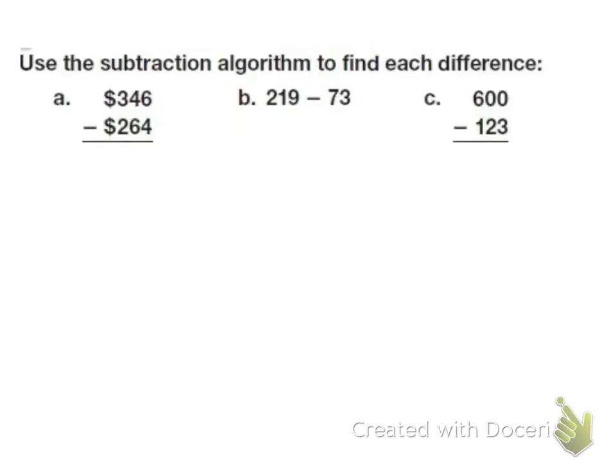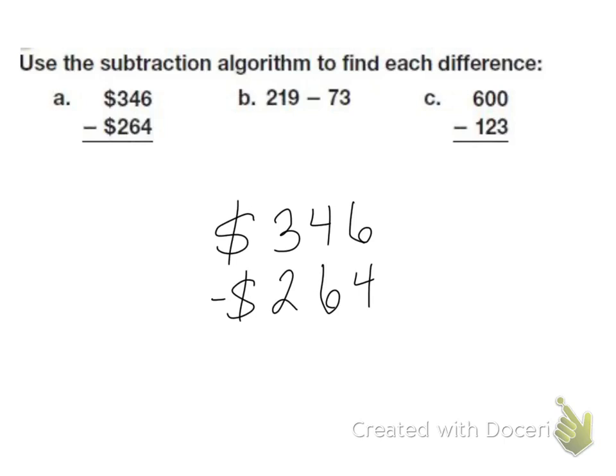All right. So we want to use the algorithm to find the difference for these ones. So we're going to start with A, and we have 346 minus 264. Okay. So I start with my ones column. And I have enough ones, so 6 minus 4 is 2.